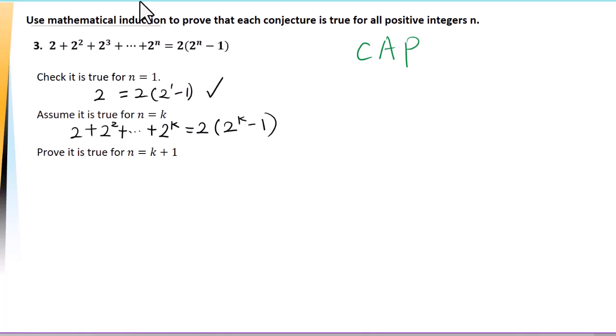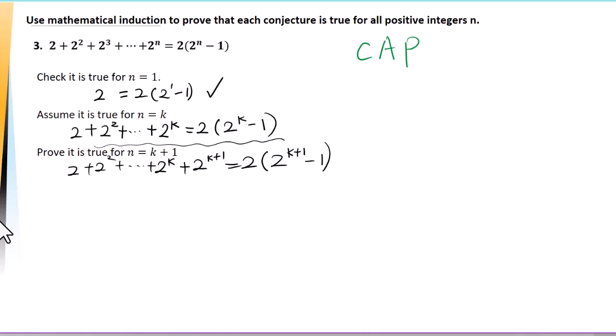Prove it's true for n equals k plus 1. You can check this one. On the left side, you need to add the k plus 1 term: 2 plus 2 squared plus ... plus 2 to the kth power plus 2 to the k plus 1 power equals 2 times (2 to the k plus 1 power minus 1). We will start with the left side.